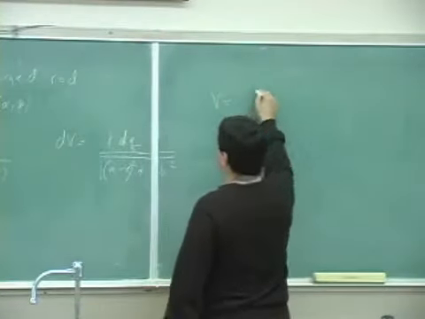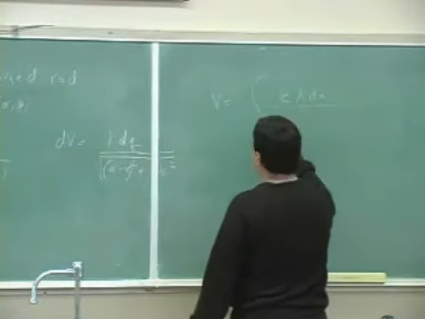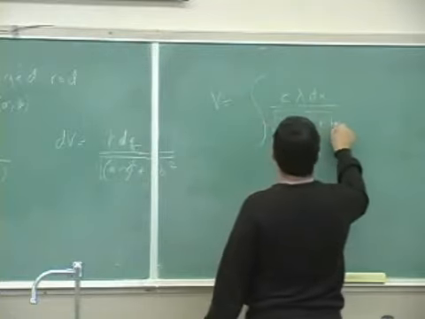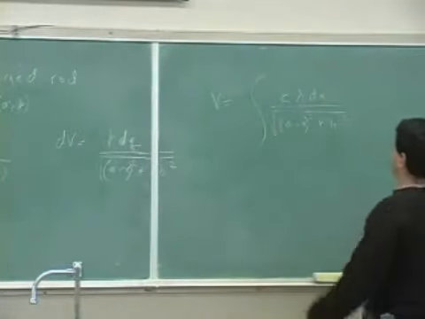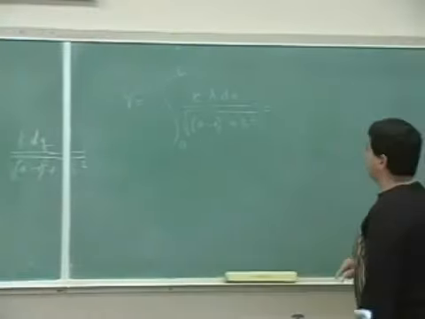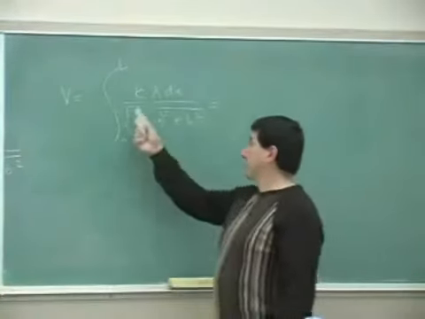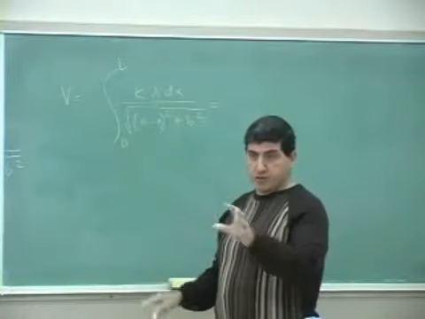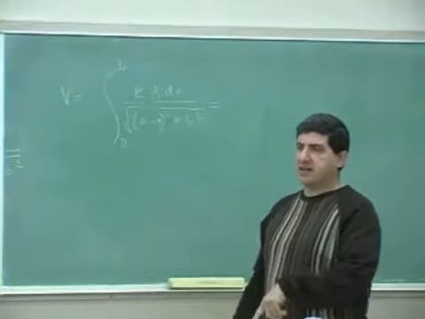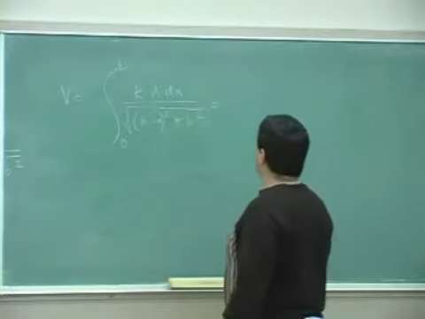So k dq is k lambda dx. That's how you would do it, and the lambda would come out of the integral. You would go from 0 to L. If this had actual numbers, you could put it into the TI-84 or 85 and do the definite integral, or with a TI-89 you could do an indefinite integral and put the numbers in later.